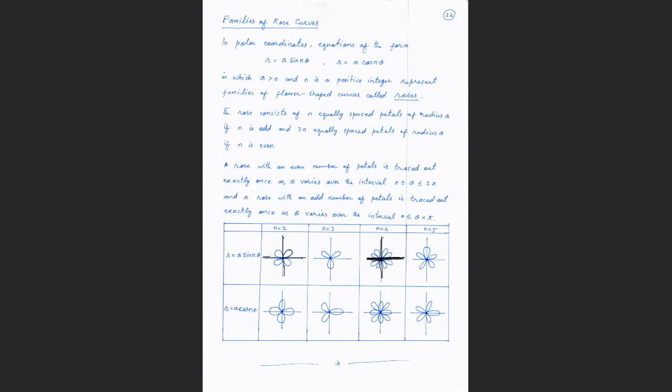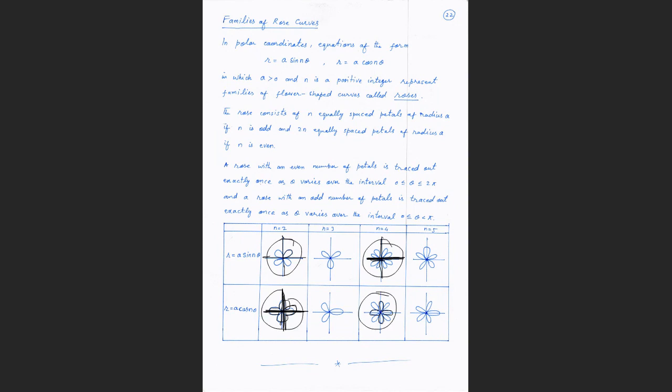But for the cosine, all the axes, this line and this line, should be cut by a petal. This is a petal, this is a petal, this is a petal, this is a petal. Similarly, this is a petal, this is a petal, this is a petal, and this is a petal. And you have to complete this one. So this is the difference between sine and cosine: for even numbers, sine petals do not cut the x and y axis. For the even numbers of cosine, it will cut all the axes of x and y. This is for the even numbers.